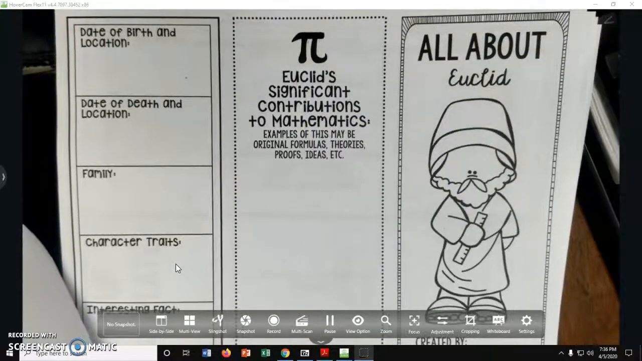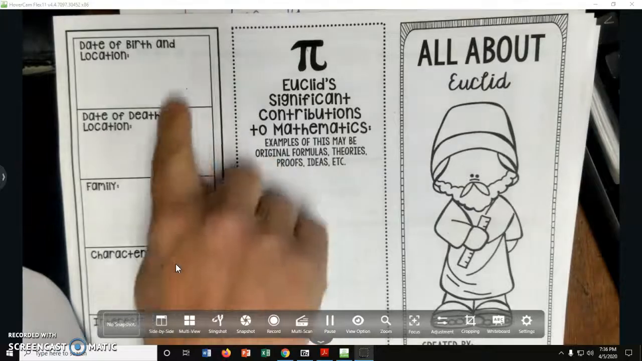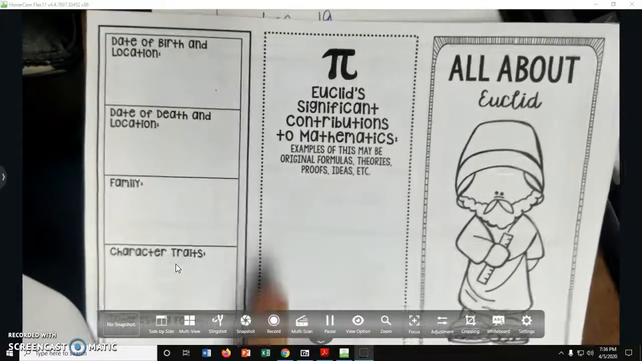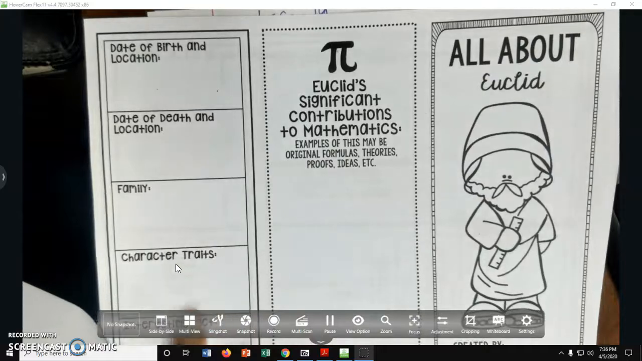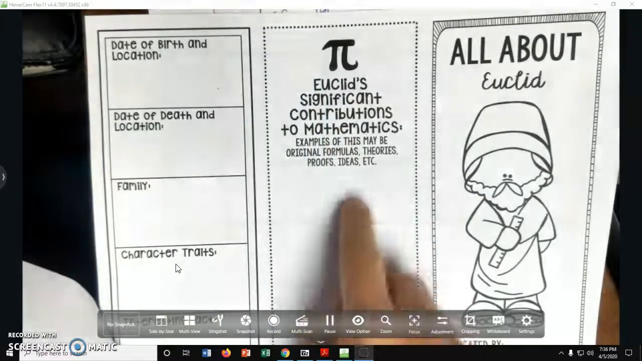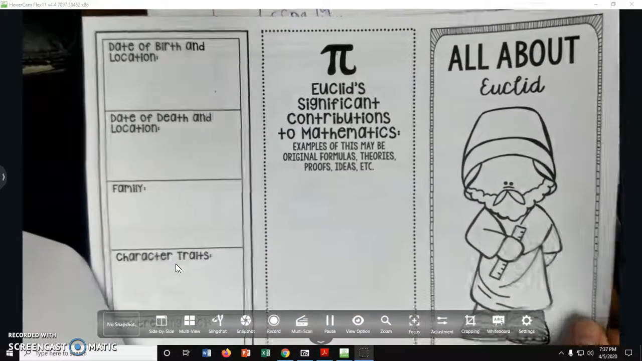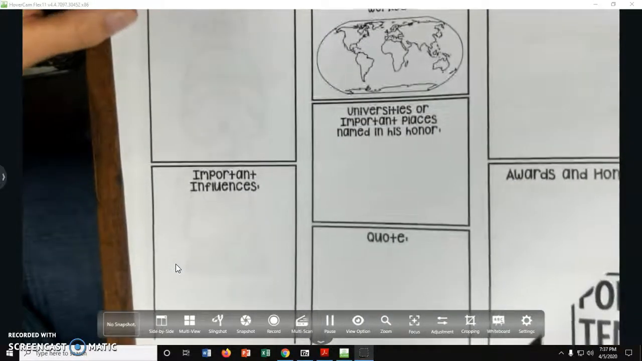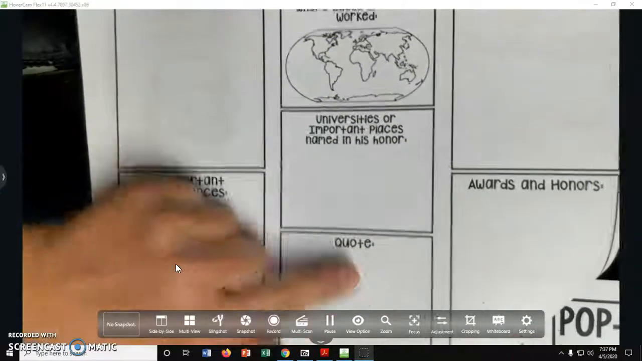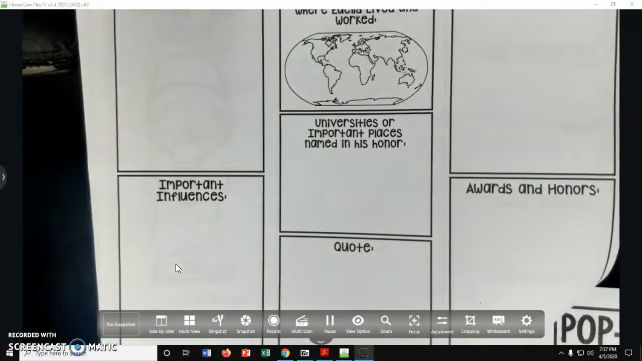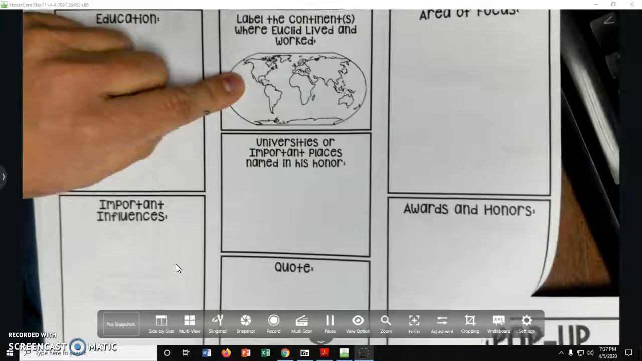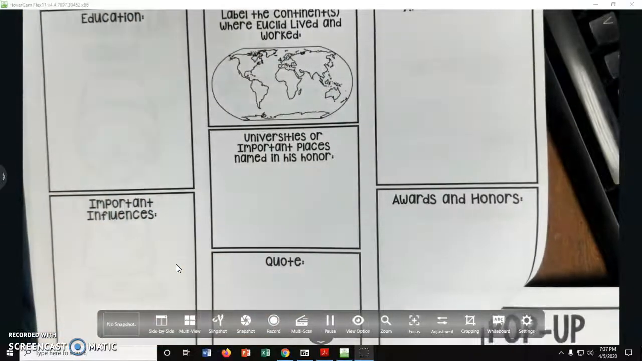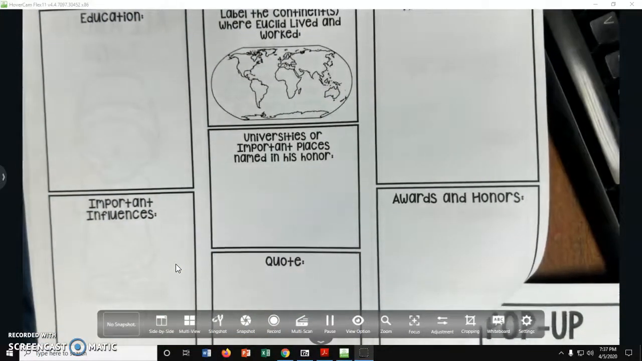So what I want you to do for today is look up these facts: when he was born and where, when and where he died, his family, any character traits about him, interesting facts, his significant contributions to mathematics, and then on the other side, his education, important influences, famous quote, universities or important places that are named in his honor, label the continents where he lived and worked, what his area of focus was, and any awards and honors that he received.